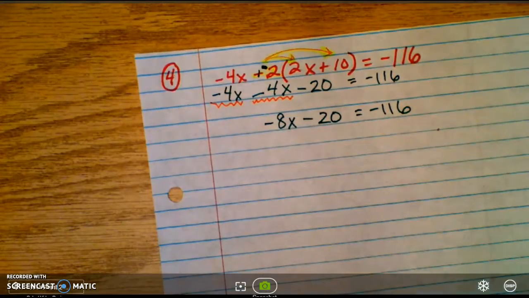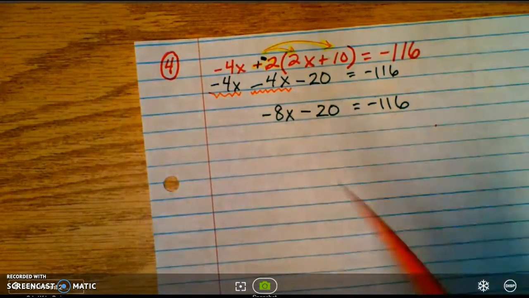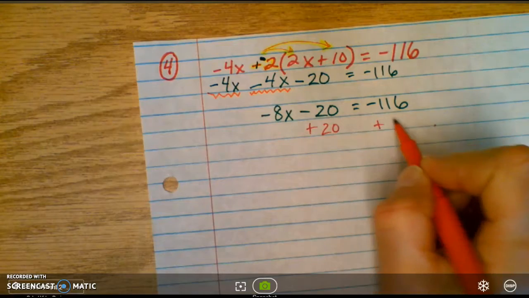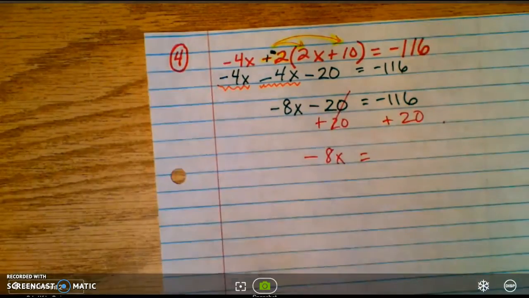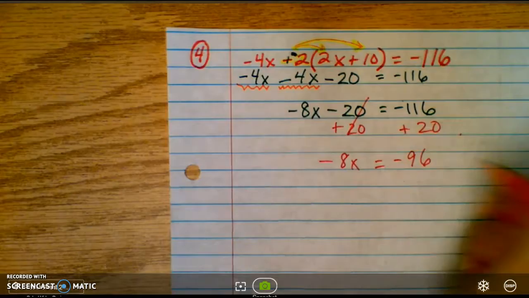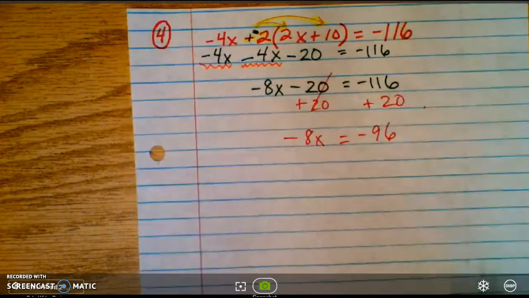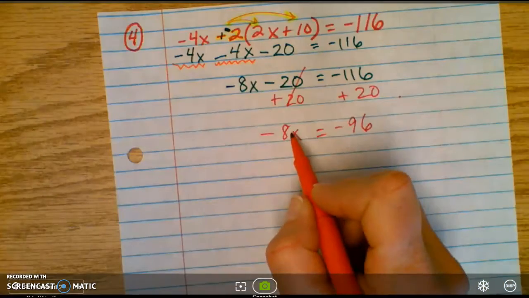So when you go to solve at this point, remember that you're doing opposites to get that out of there. And let's see, -116 plus 20 is -96. And then we have to get rid of that -8.